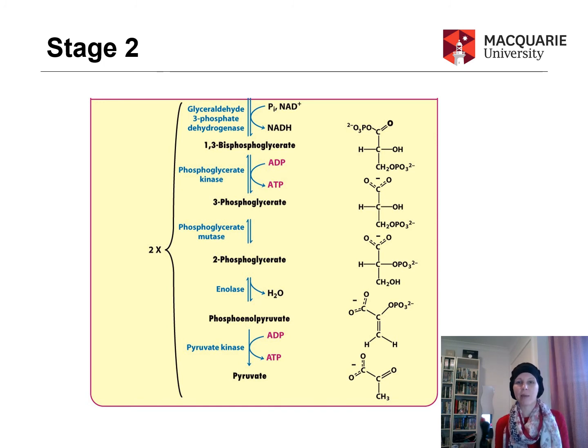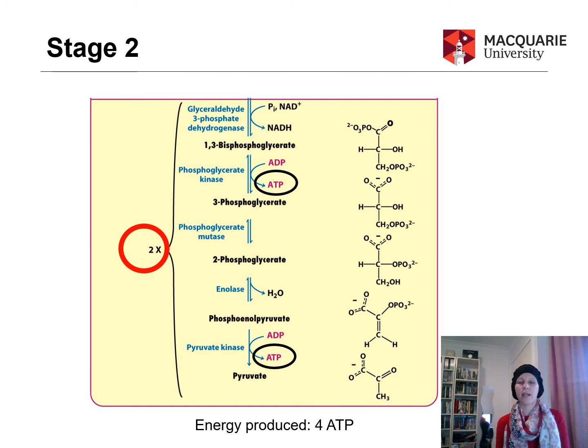Now the important thing about this stage is that it produces ATP. So as mentioned, there's a net production of 2 ATP per reactions shown on the screen, but we go through that twice. So overall, there's 4 ATP produced.